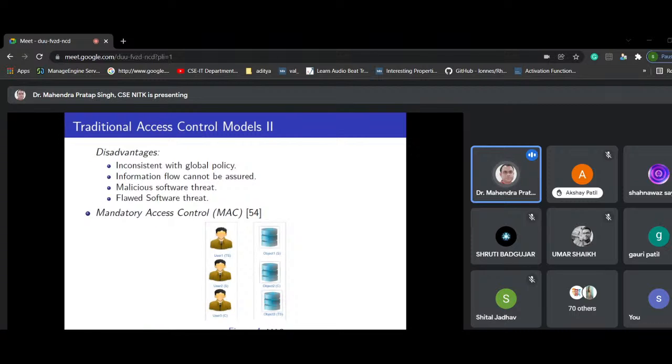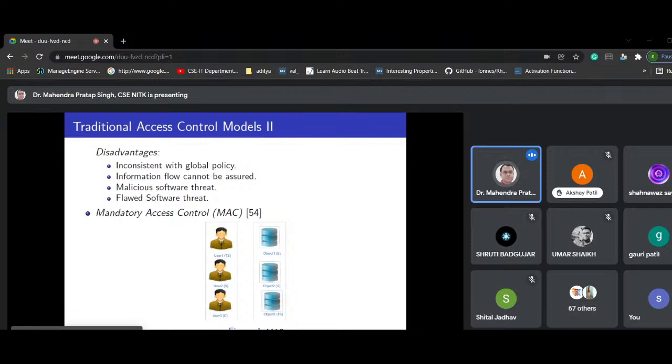But what are the problems with this type of approach? One problem is the inconsistency with global policies. As DAC, the discretionary access control model, lets users decide the access control policies on their data regardless of whether they are consistent with the global policies, and if there is a global policy, DAC has trouble ensuring consistency.